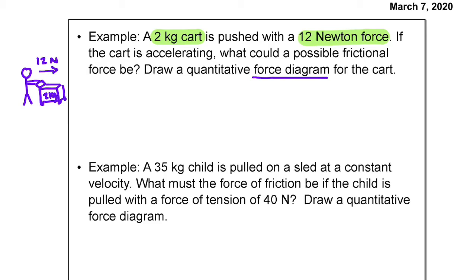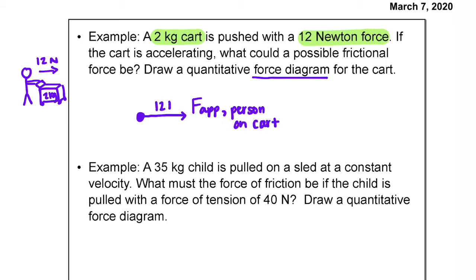So what I'm going to do is represent my cart as a dot, and I'm going to draw all of the forces acting on my cart or this dot. So I know for sure that there is a 12 Newton force to the right. Now the type of force is an applied force. I'm going to abbreviate applied APP. And I know it's coming from the person onto the cart.